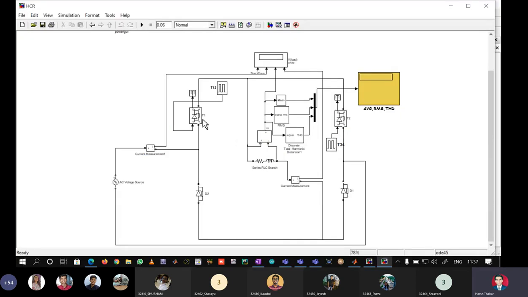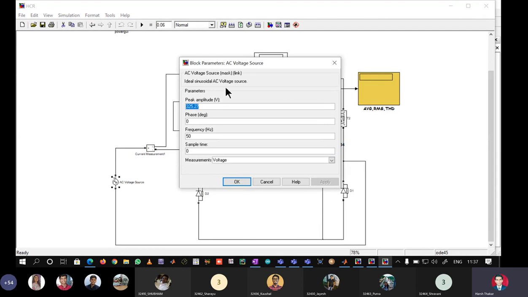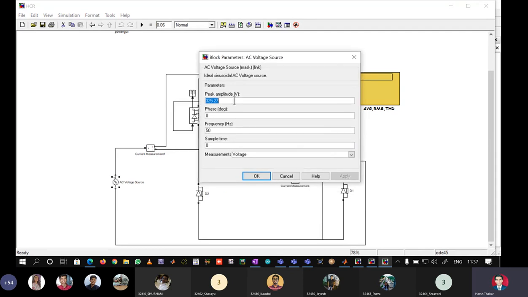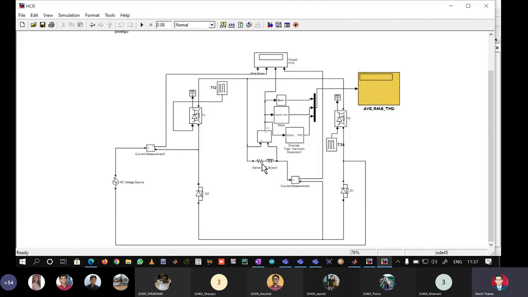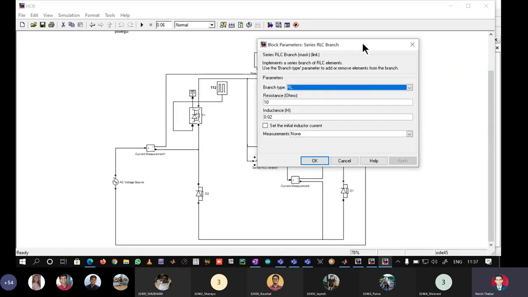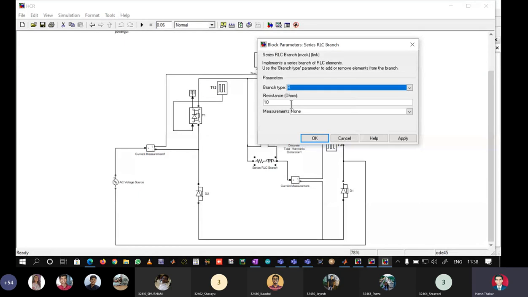So now this is first SCR, diode, SCR and diode. Okay, and the AC source has been set at 325.27 corresponding to 230 volt RMS. The frequency is 50 Hertz, and this is my load, that is series RLC branch. So I will double click the series RLC branch and I will make it purely resistive by selecting the branch type as pure R, and I will have the resistance equal to 10 ohm, and I will click OK.